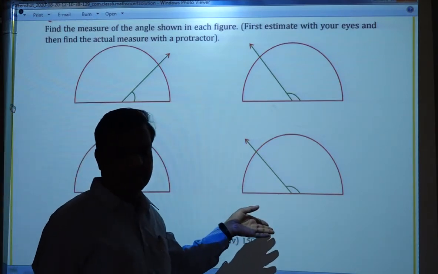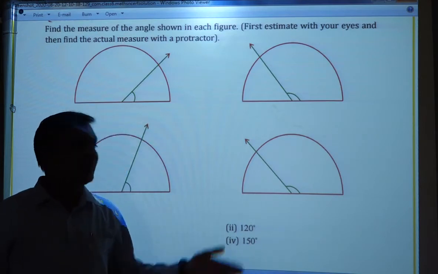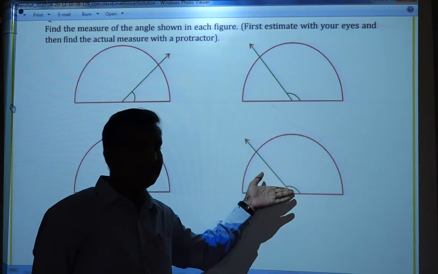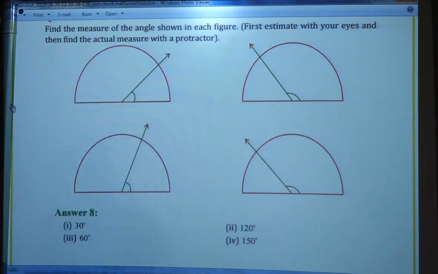Estimation may be difficult for you, but estimate whatever it is. You can say 110, you can say 120, you can say 130, whatever. After that you measure, then you will get the accurate measurements of these angles. Next question.